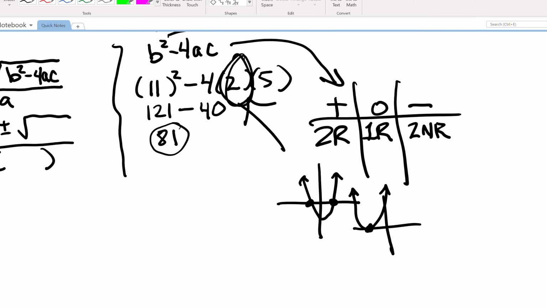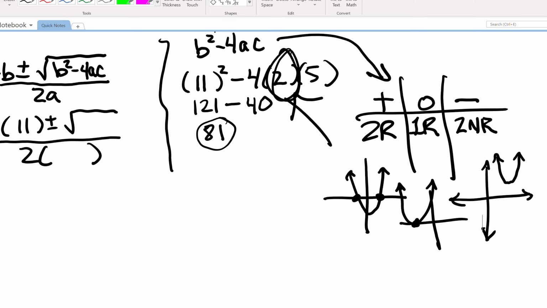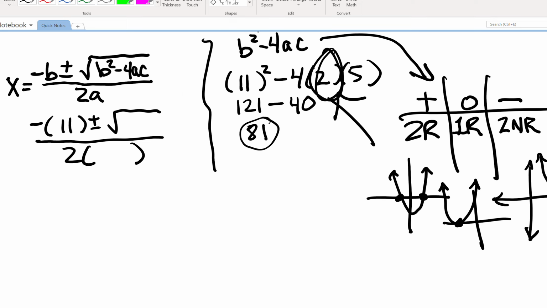And then if your discriminant is negative, and your a value is positive, then it's going to look like this, where it's opening up, but it does not touch the x-axis at all. And so those are your possibilities, and you need to do that on the first page of your test, as you're working through this.